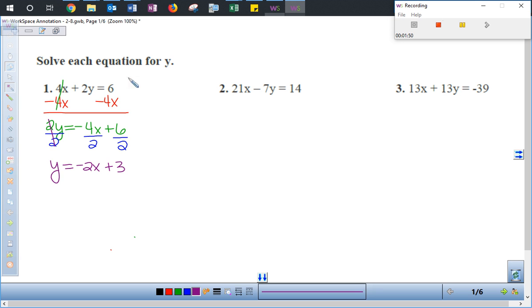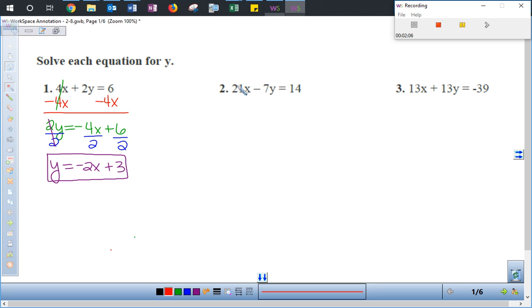So when solving for y, your goal is to get y all by itself on one side of the equal sign. Here we see that that's done, and so y is equivalent to negative 2x plus 3. Even though that's not just one simple number like y equals 5, it's okay because y is by itself. So on number 2, we want to get y all by itself on one side of the equal sign. So handle any addition or subtraction before any multiplication or division.